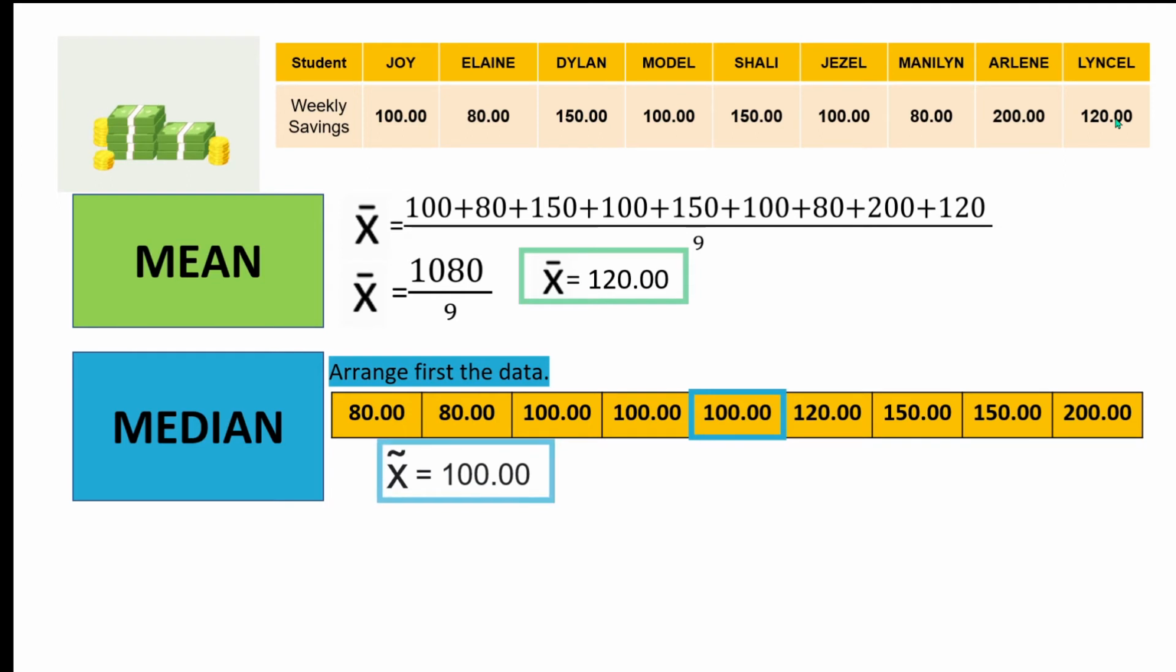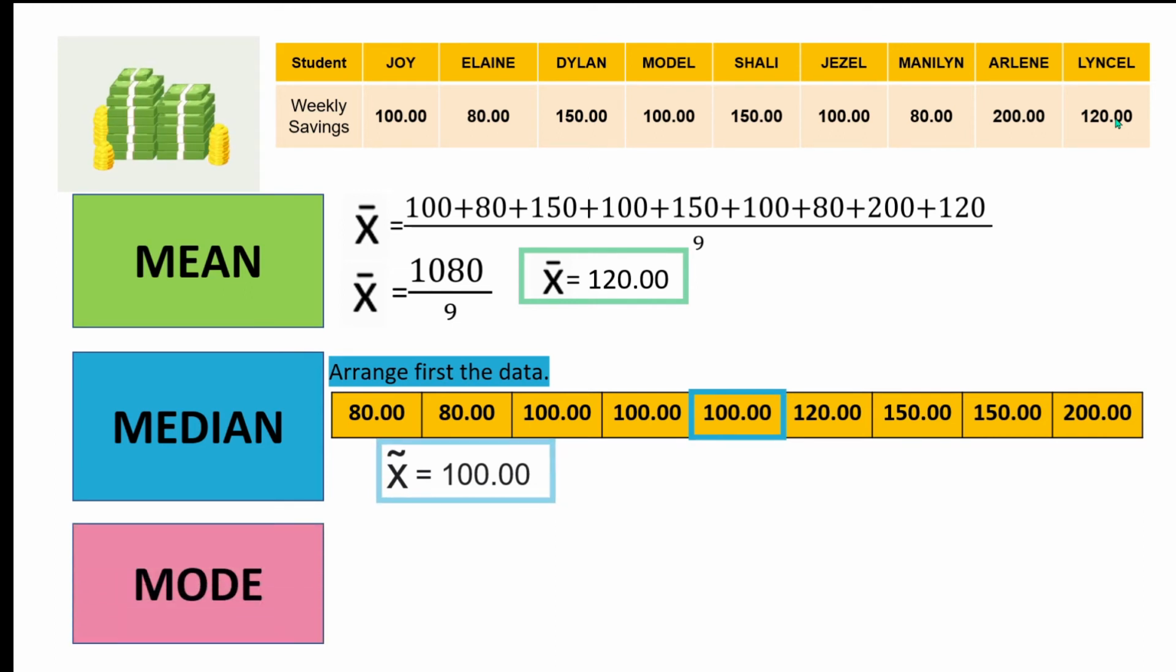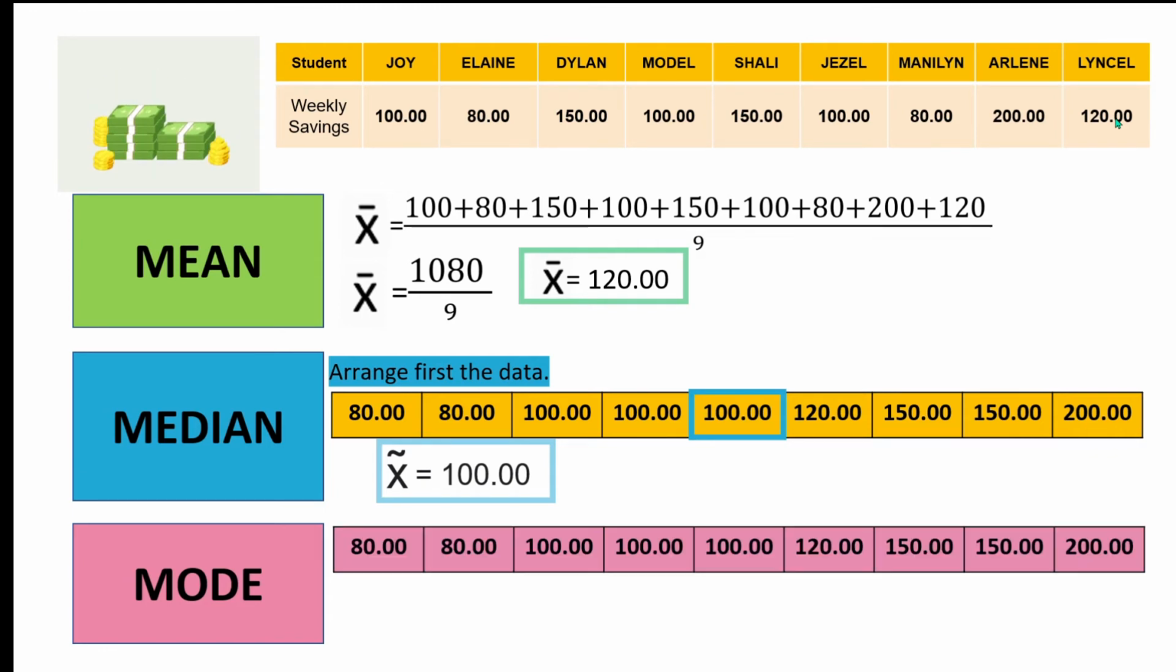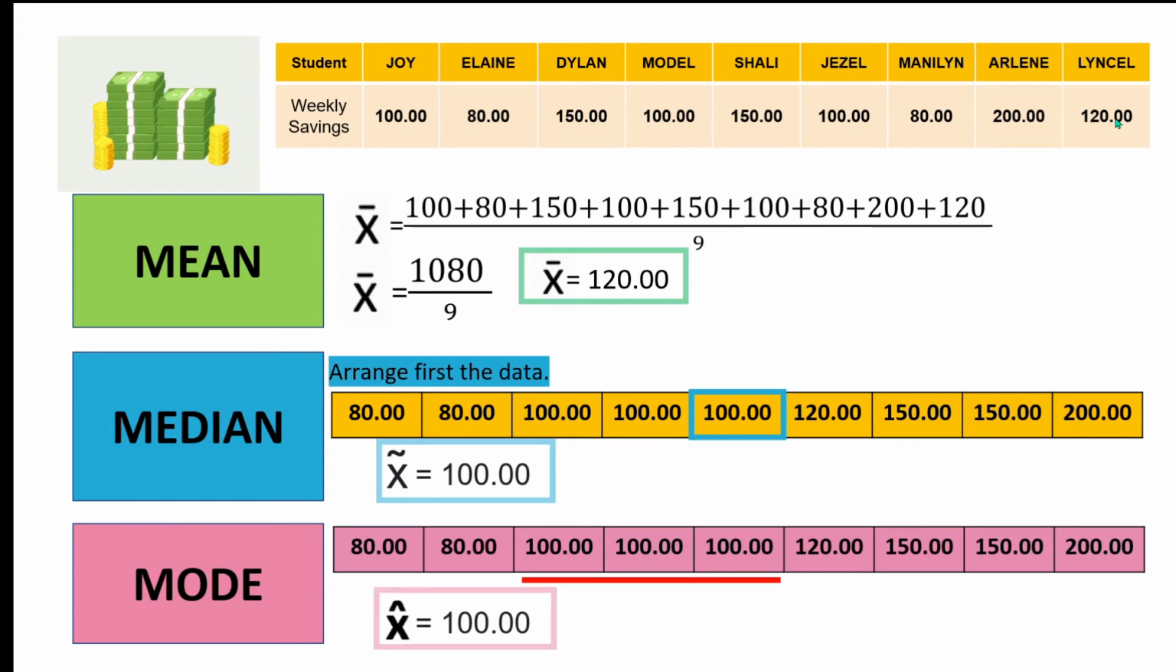You want to find the most common weekly saving among the 9 students. What statistical measure are you going to use? Nice! You will use mode. And how much will be the weekly saving then? Correct! That is 100 pesos.